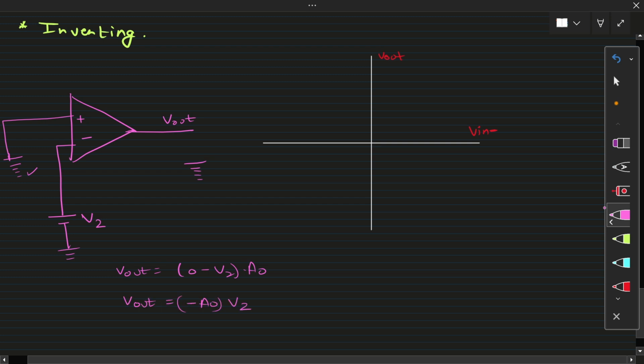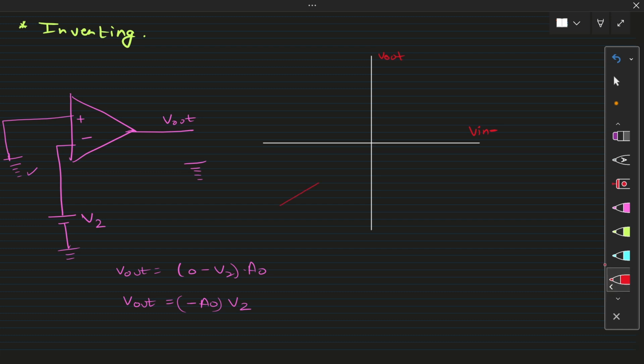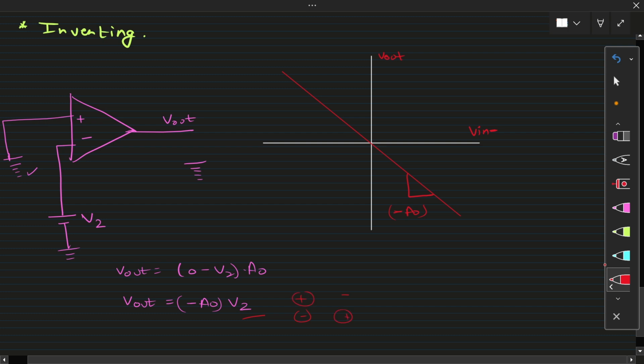Now if you plot the graph here, you get a straight line with a negative slope. This is your straight line, and the slope of this is minus A naught. This circuit is called inverting because if V2 is positive, then you get the V output as negative, and if V2 is negative, then you get V output as positive. That's why we call it the inverting circuit.